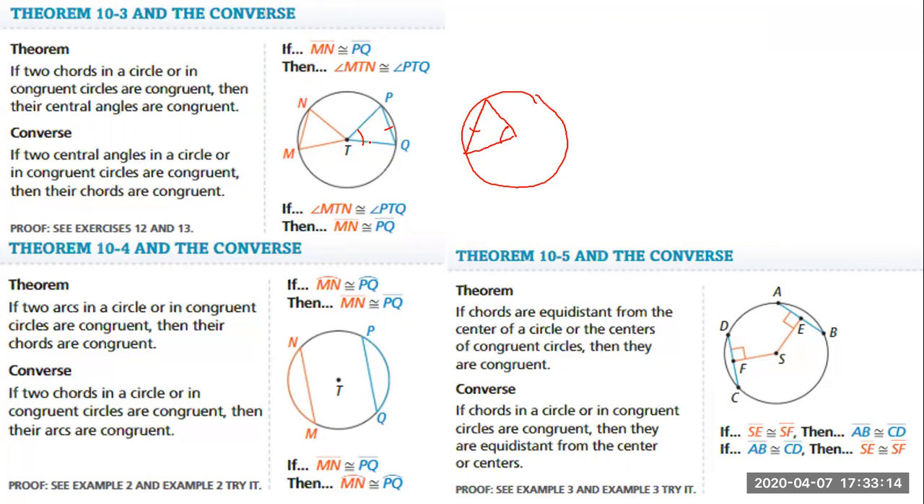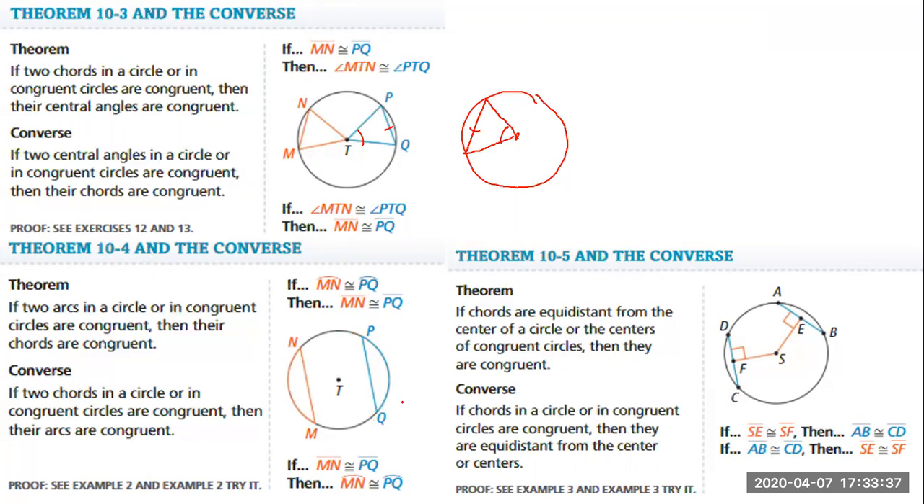So again, it doesn't have to necessarily be in just one circle. So the next theorem, theorem 10-4: if two arcs in a circle or in congruent circles are congruent, then their chords are congruent. So again, this is one of the ideas that I already hit on. If the arcs are congruent, then the chords are congruent.